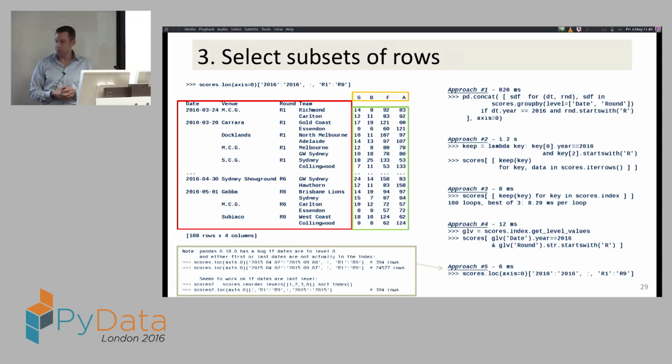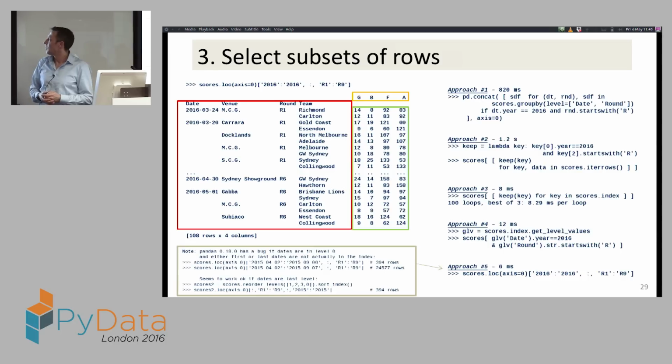Now to select subsets of rows. This is one of the areas that can be most confusing with Pandas because there are many ways to do it.